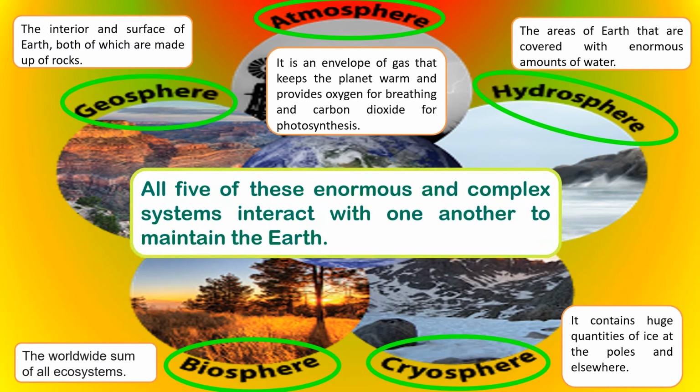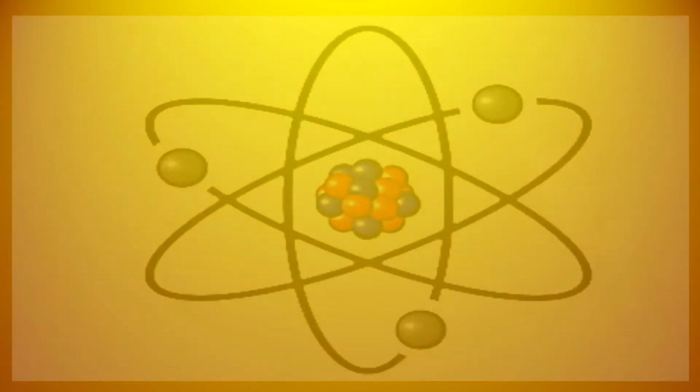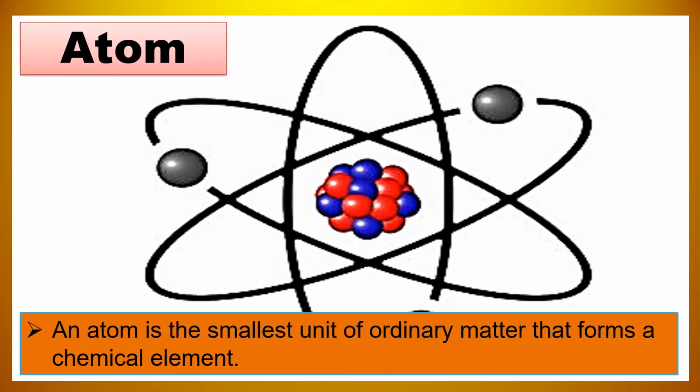All 5 of these enormous and complex systems interact with one another to maintain the Earth. In this lesson, the place of the biosphere in the biological and ecological hierarchy will be discussed. We start with the lowest level, which is the atom. An atom is the smallest unit of ordinary matter that forms a chemical element. Everything you see around you, living and non-living things, are composed of atoms.